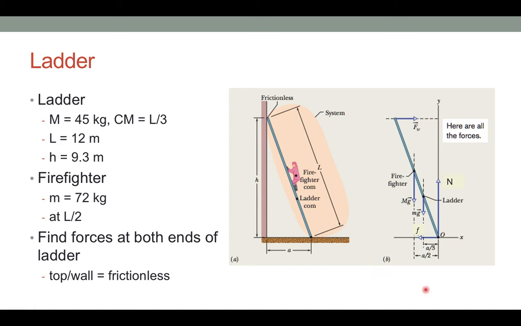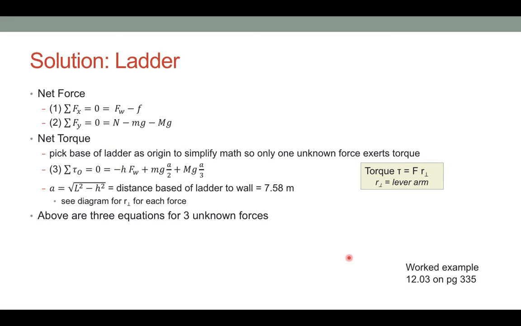And again, all of the forces acting vertically have to add up to zero. Here we do have horizontal forces, so all the horizontal forces have to add up to zero. So again, what we can do is set up our equations. The sum of the vertical forces and the sum of the horizontal forces have to add up to zero. And then we're going to pick the base of our ladder as our origin for our axis of rotation and say the torques around that point have to add up to zero.